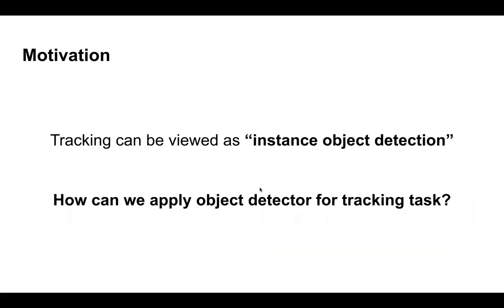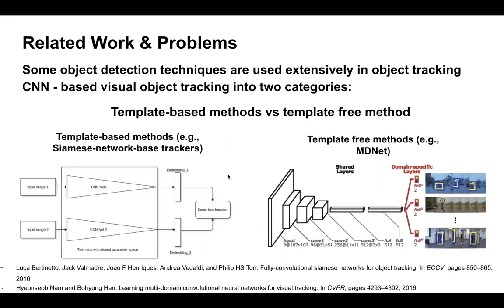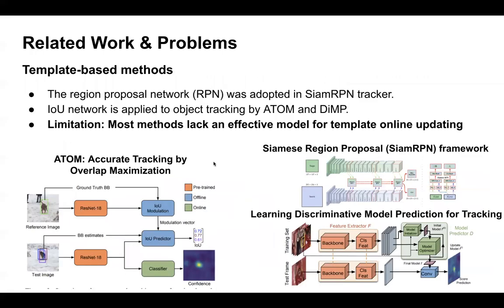If we consider each tracking target as a category, the tracking task can be built as an instance object detection problem. Then how can we apply an object detector to tracking tasks? In previous research, some object detection techniques are used extensively in object tracking. CNN-based visual object trackers fall into two categories, which are template-based methods and template-free methods.